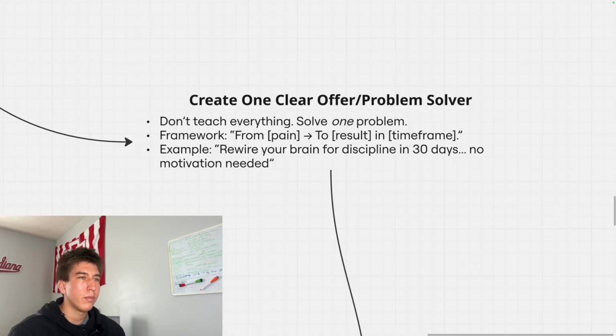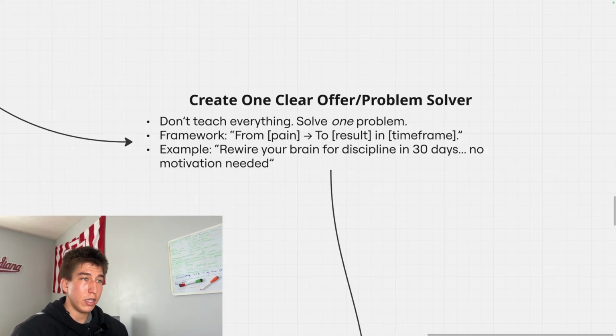So the framework is you want them to go from whatever the pain they're in. So maybe they've seen all this content on AI, they've seen all this content on becoming disciplined, but they can't figure it out themselves. So then you want to push them to the result. And then another little tip is to do it in a specific time frame. So an example would be rewire your brain for discipline in 30 days, no motivation needed.